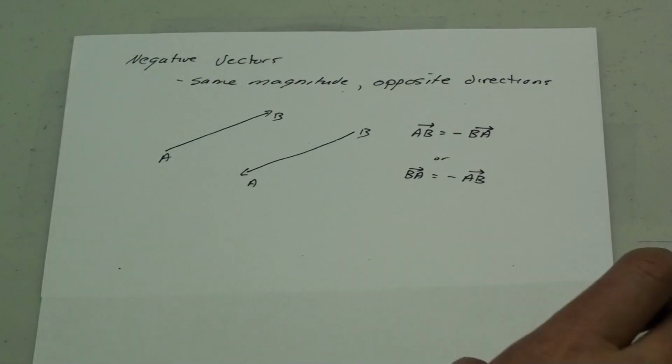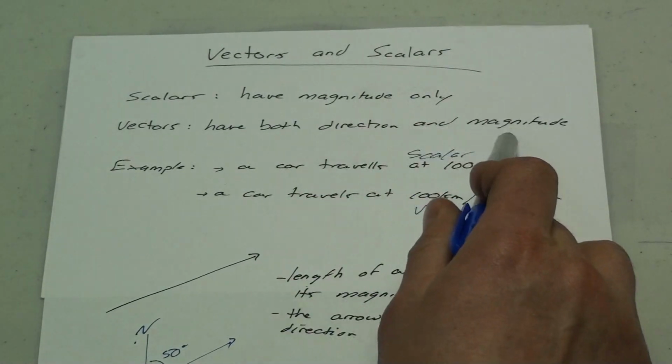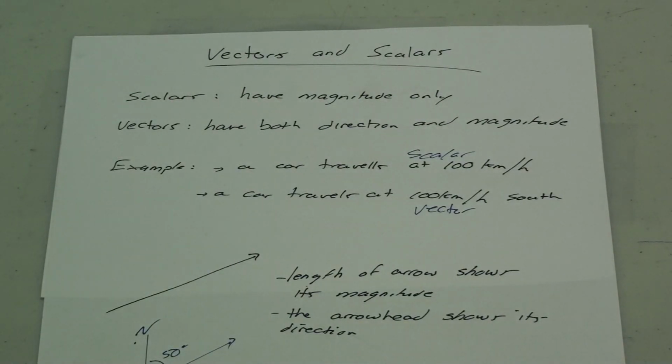So this is just a short little lesson introducing vectors. Vectors have both direction and magnitude, whereas scalars only have magnitude.